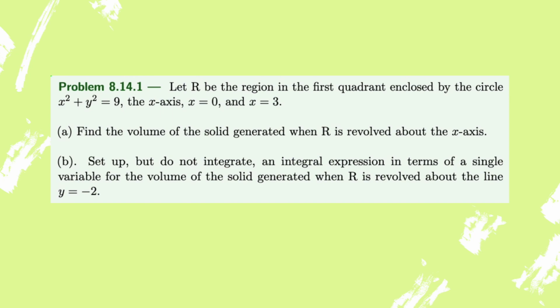So now in this problem, we have a region R in the first quadrant enclosed by this circle, x squared plus y squared equals 9, the x-axis, x equals 0, and x equals 3. And in part A, we want to find the volume of this solid when this region is revolved around the x-axis. So again, first step, you draw the curve that we have.